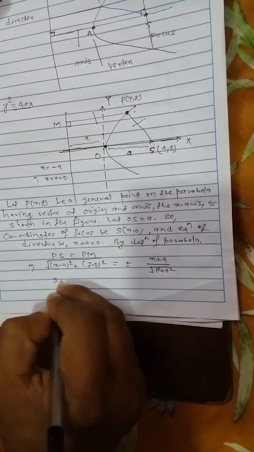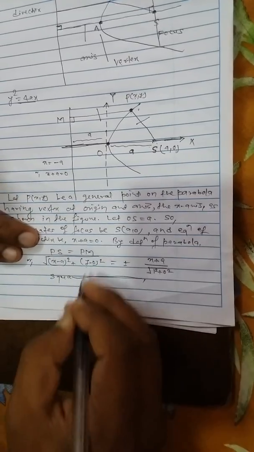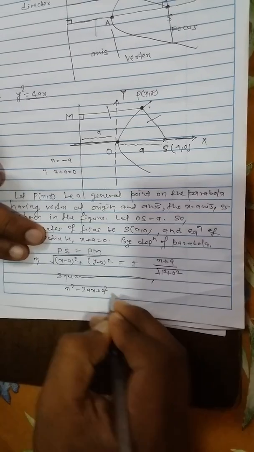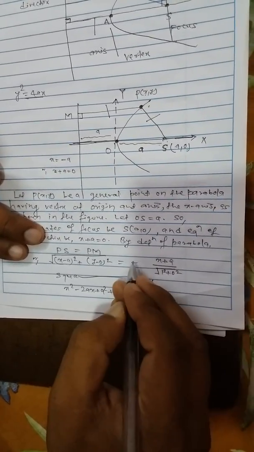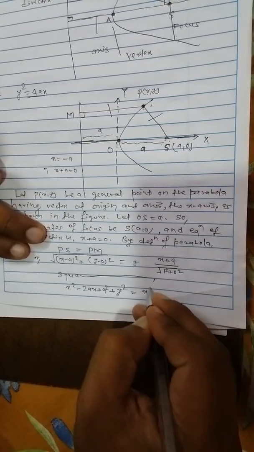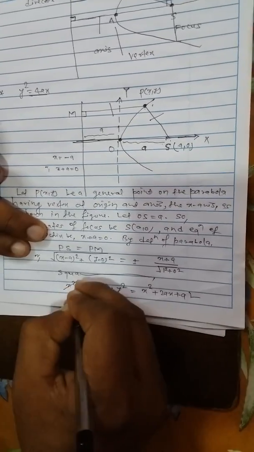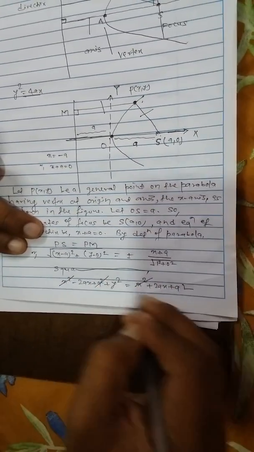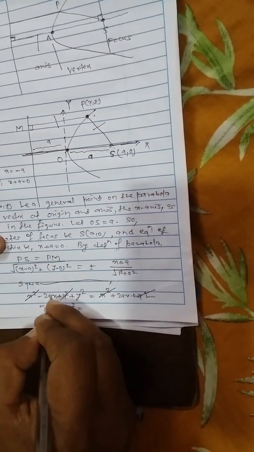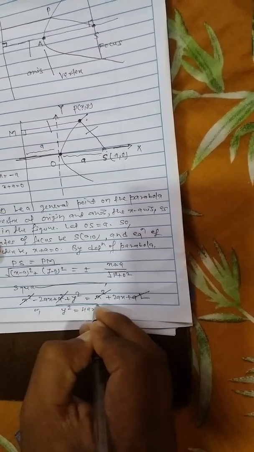Let us square both sides. The root will vanish. You'll be left with x square minus 2ax plus a square plus y square equal to the whole square of x plus a, which is x square plus 2ax plus a square. The x square will cancel, the a square will cancel, and you are left with y square equal to, if minus 2ax goes to that side, 2ax plus 2ax becomes 4ax. That's the required equation of the parabola.